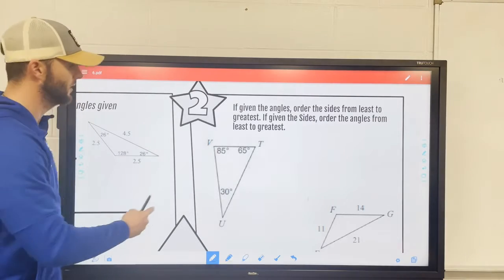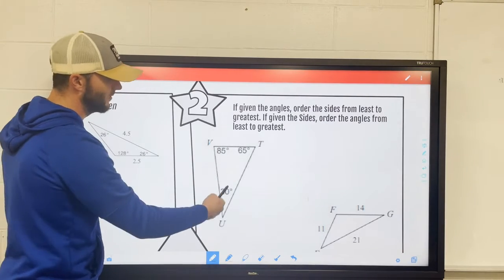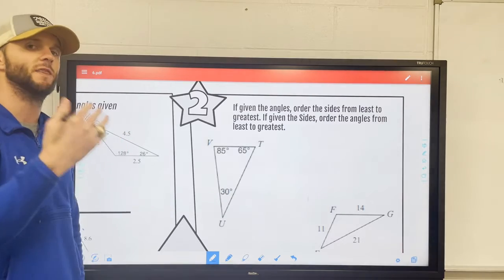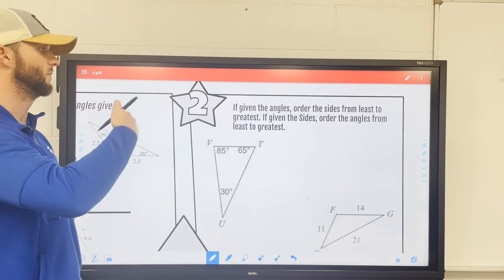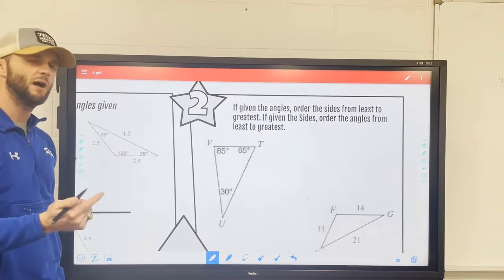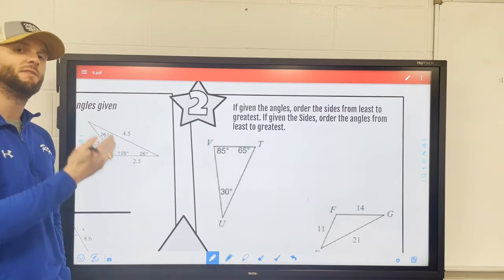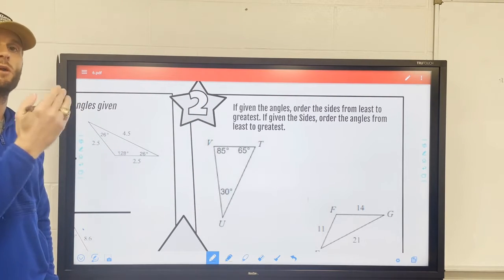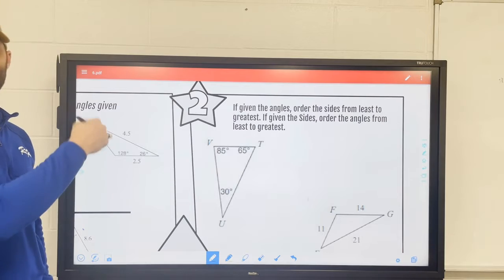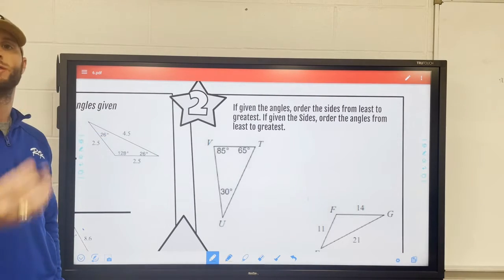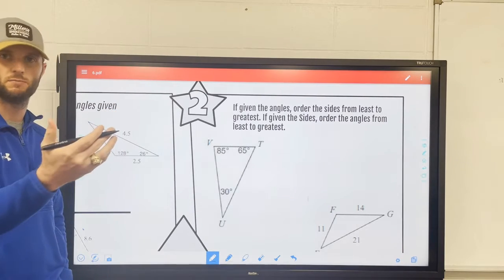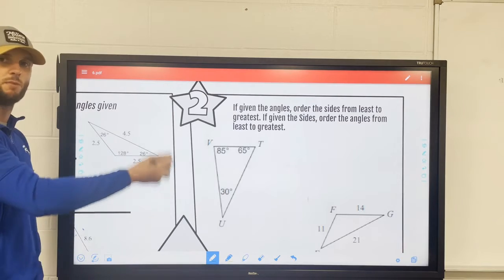So right now, if you look on this first example here, I'm given all my angles. So I need to list all the sides from least to greatest. What you need to know is the side opposite of the angle is going to determine the order. So I'm going to go ahead and list these like 1, 2, and 3 as in least to greatest. So right now, let's find my smallest angle.